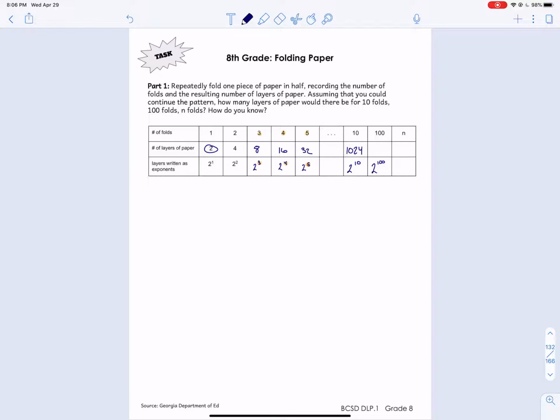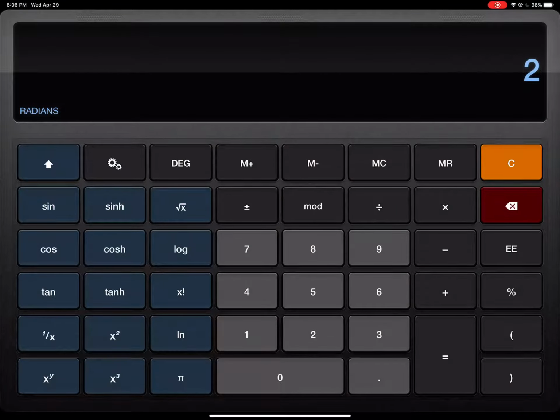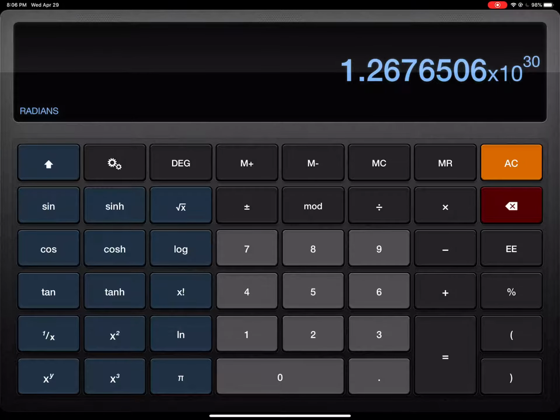So we can't obviously keep folding a piece of paper this much, but let's see what it would be if we could. Okay, so we get this number. All right, so this is scientific notation, which is one of the last things that we studied, and this is a way that we can write really large numbers and really small numbers. So it just means there's a lot of zeros on this number. It's a really big number.